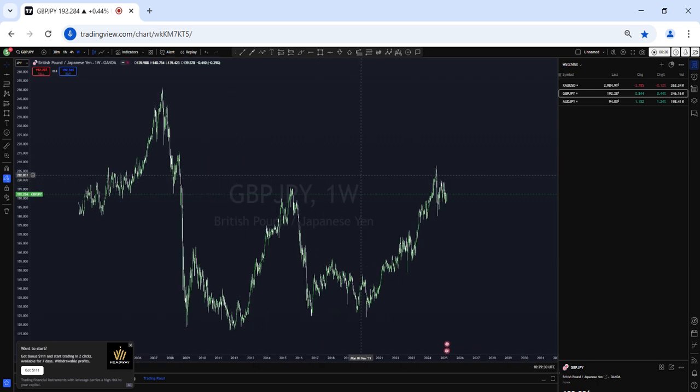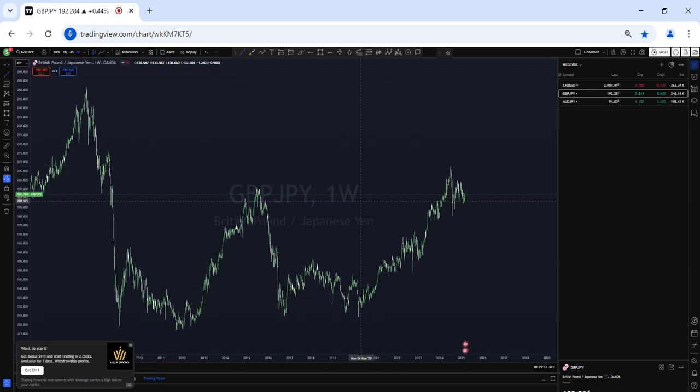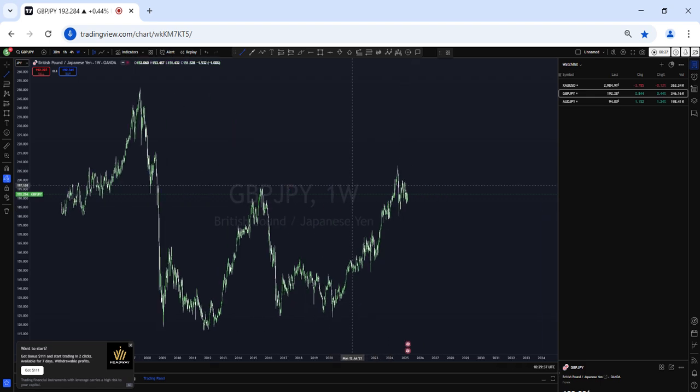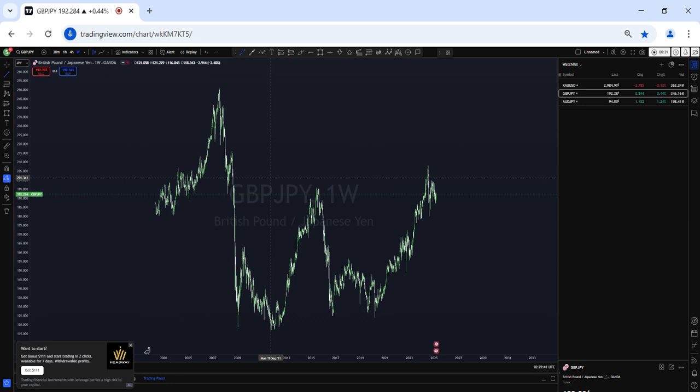So this is how I analyze the charts. I'm just giving you a brief introduction today. This is how I analyze this chart, and I understand where I'm going to take my buy or sell positions. Other ones are going to come later.